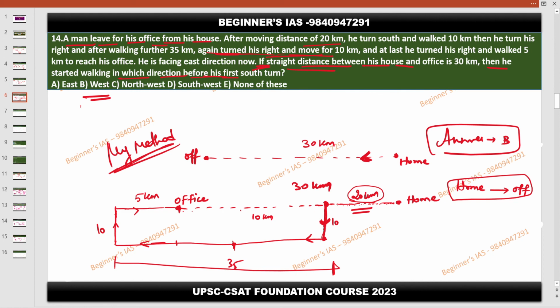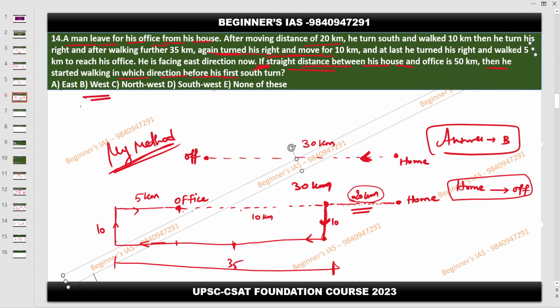Sir, should we change the date or the data? Okay, sir, the data you have to change. The 30 kilometer one. Now check that, the bottom one. I change the question. Is it then you are right. If the office and home distance is 50, then you're right.